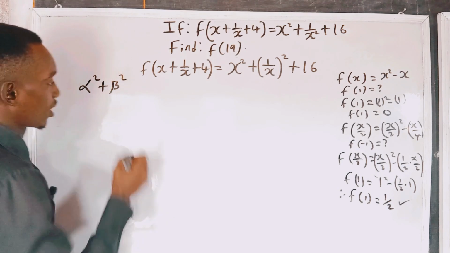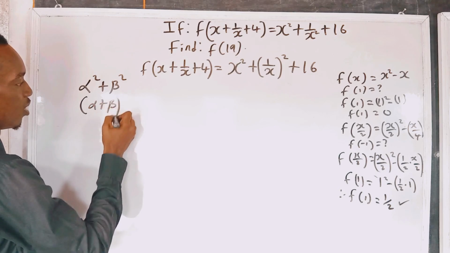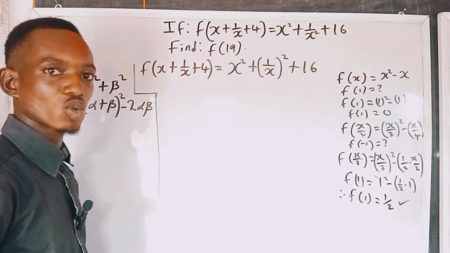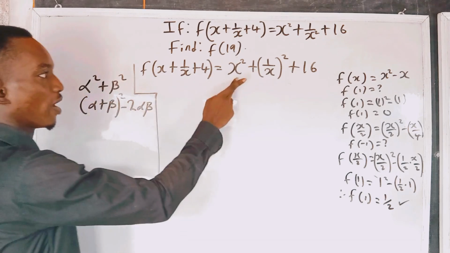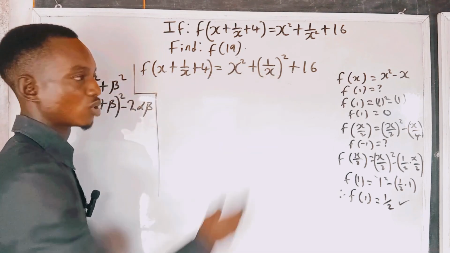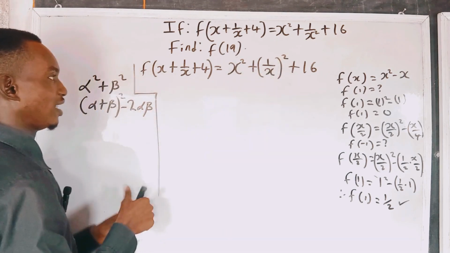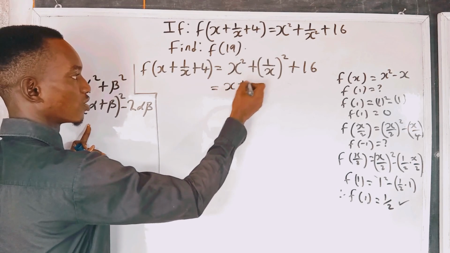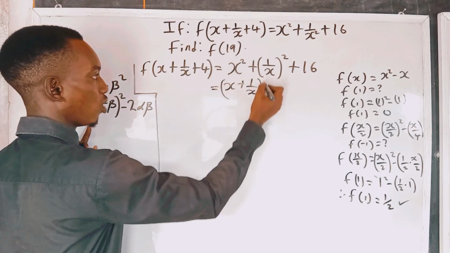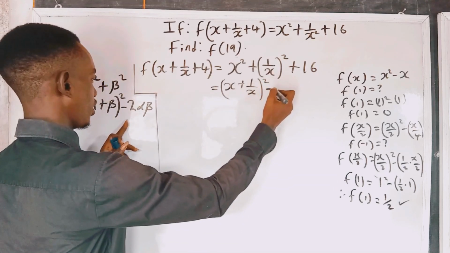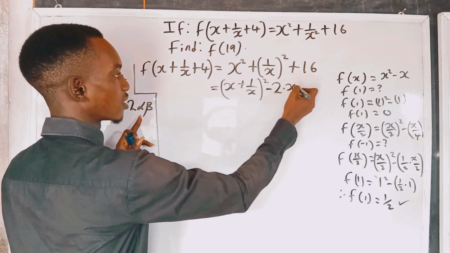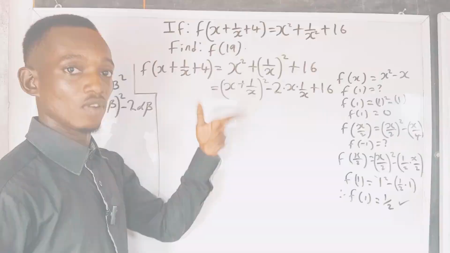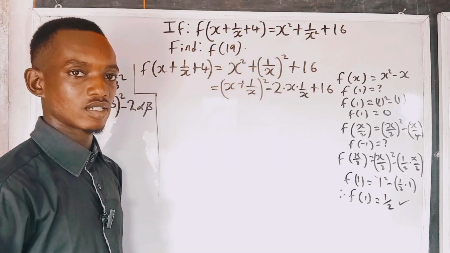We can write alpha squared plus beta squared as (alpha plus beta) all squared minus 2 alpha beta. But in this case, instead of alpha, we have x, and instead of beta, we have 1 over x. So we can write x squared plus 1 over x squared using this identity as (x plus 1 over x) all squared, then minus 2 times x times 1 over x, then plus 16. Very good. We have to write it like this.